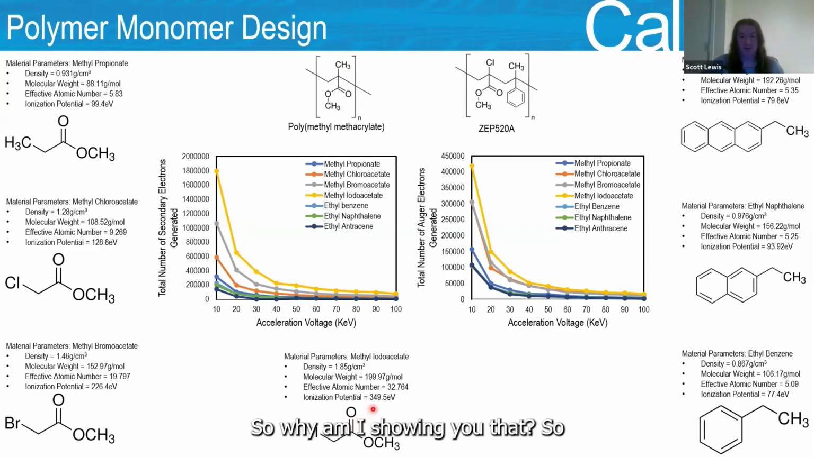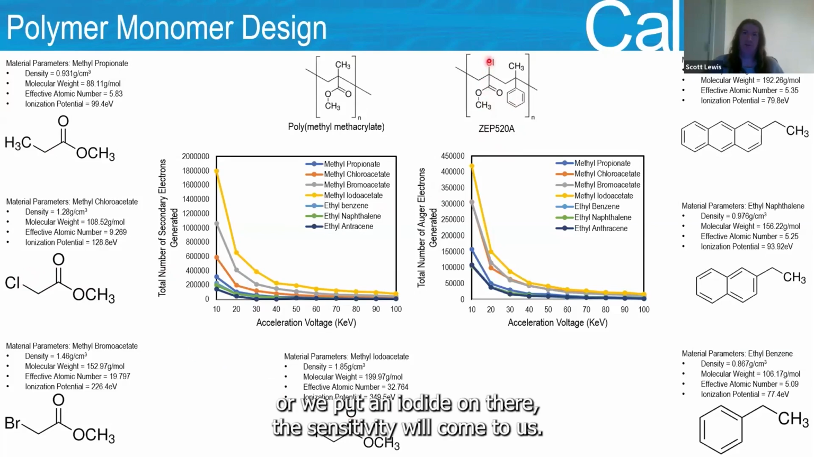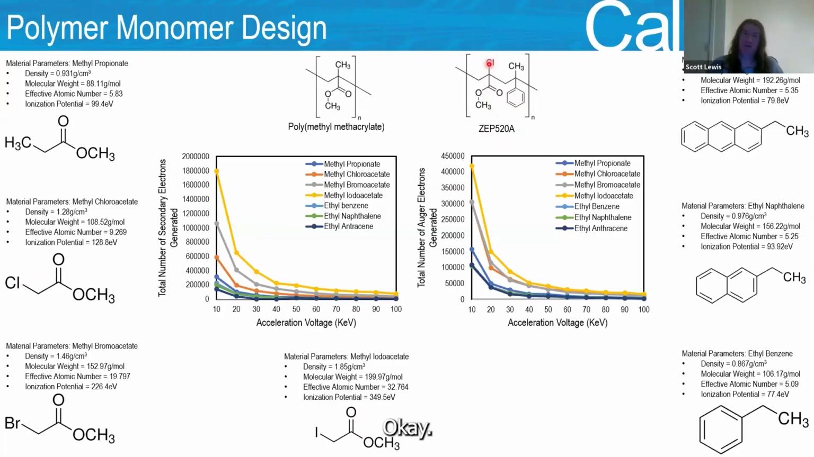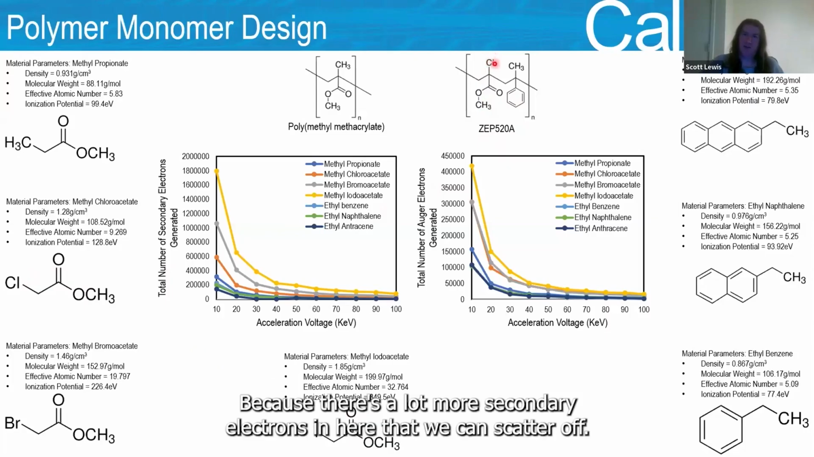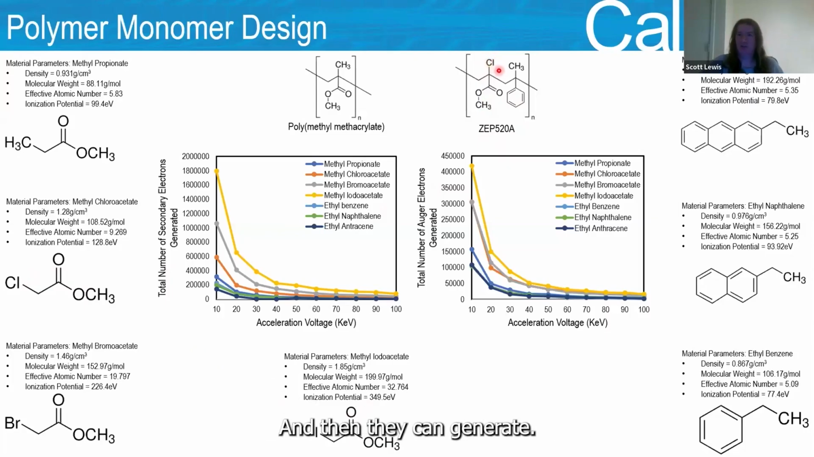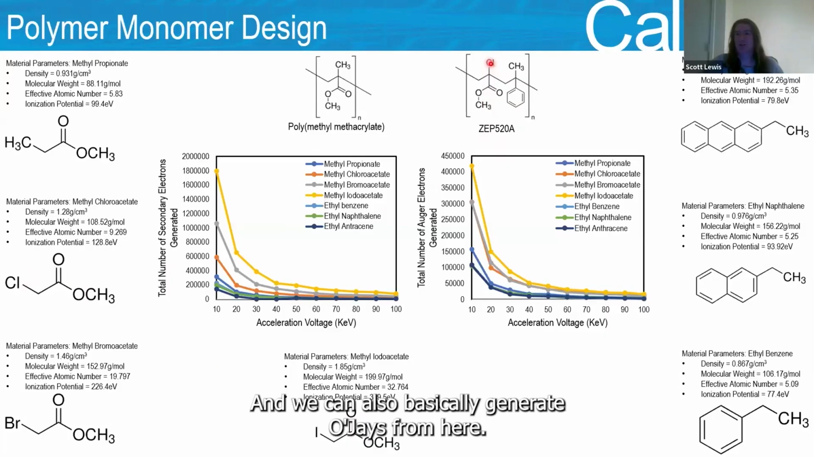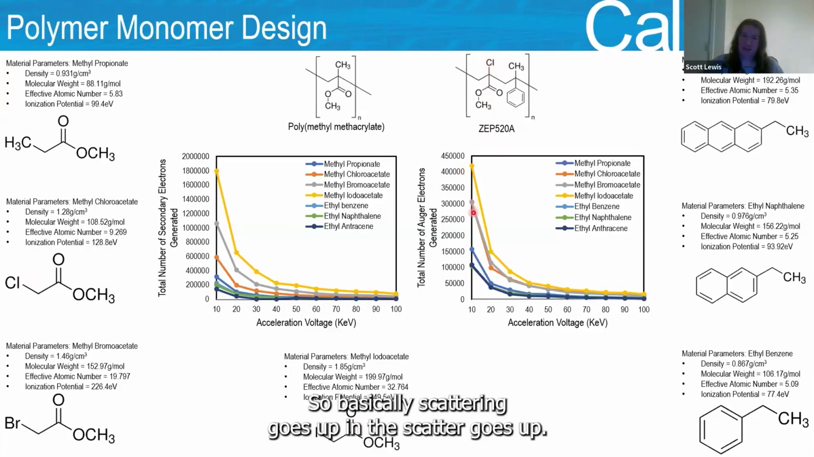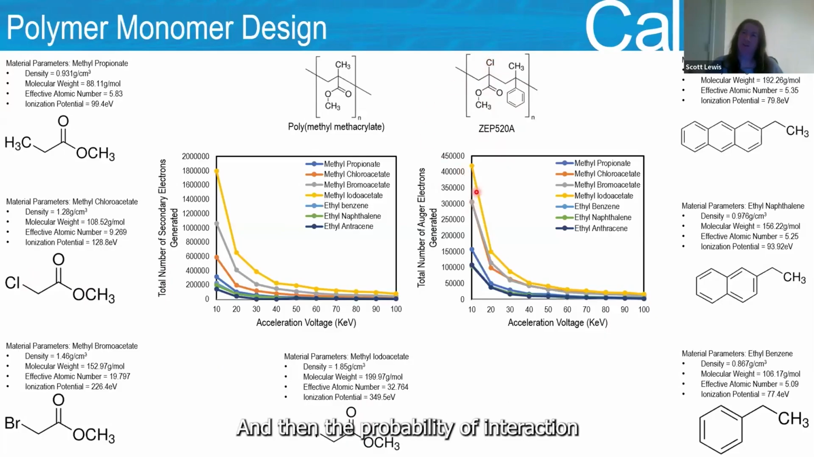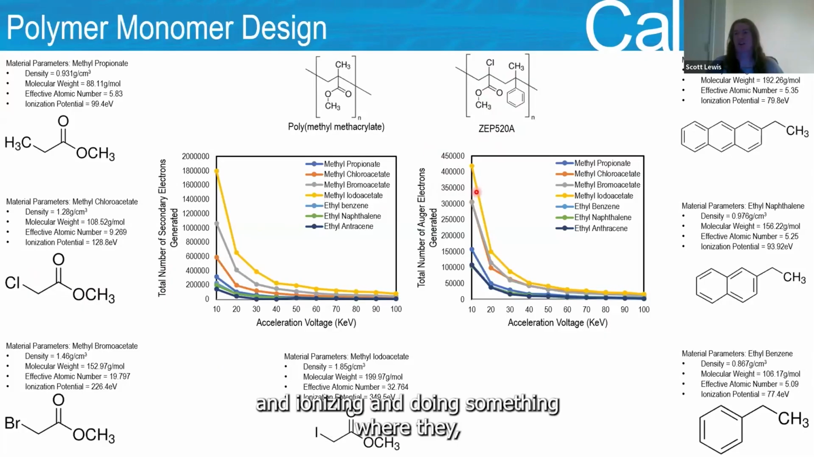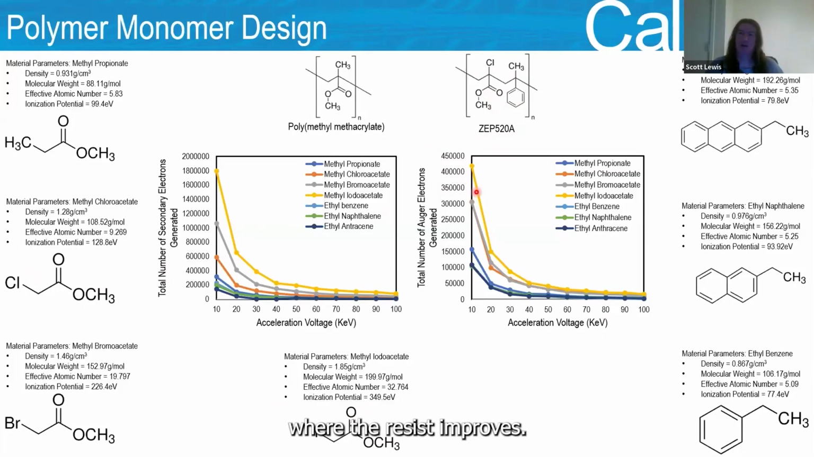sensitive. So why am I showing you that? If we've got ZEP and we put a bromine on there, or we put an iodide on there, the sensitivity will come to us, okay? Because there's a lot more secondary electrons in here that we can scatter off, and then they can generate, and we can also generate Augers from here. So basically your scattering goes up. If the scatter goes up, then the probability of interaction and ionizing and doing something with a resist improves.